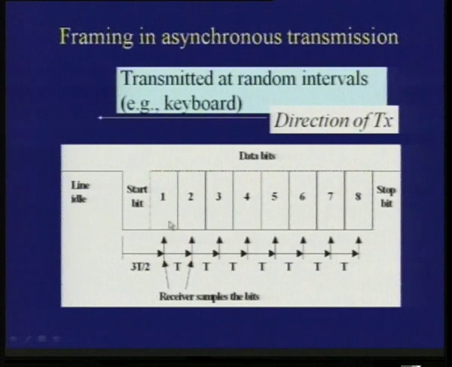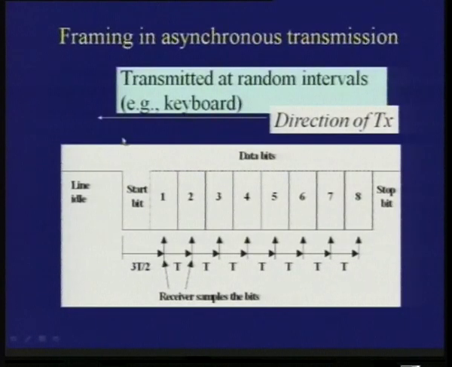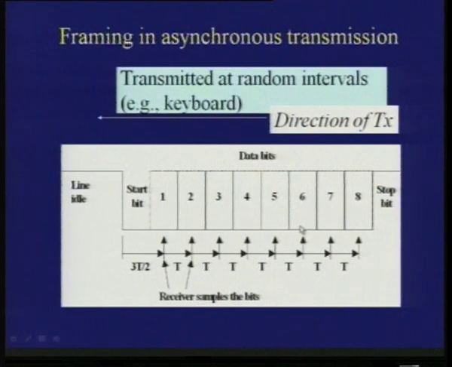So for every byte of data that needs to be transmitted, you will add the start bit and you will add a stop bit. An example is data transmitted at random intervals. Typically, for example, in a keyboard, you just press keys at random, and 1 byte of data gets transmitted. Looking at the direction of transmission, starting from the start bit, data will get transmitted. So this is how the framing will get done in an asynchronous transmission. And the receiver will sample the data bits at the middle of each of these bits, so that it will be able to identify whether it is a 0 or a 1. This is a very simple scheme.